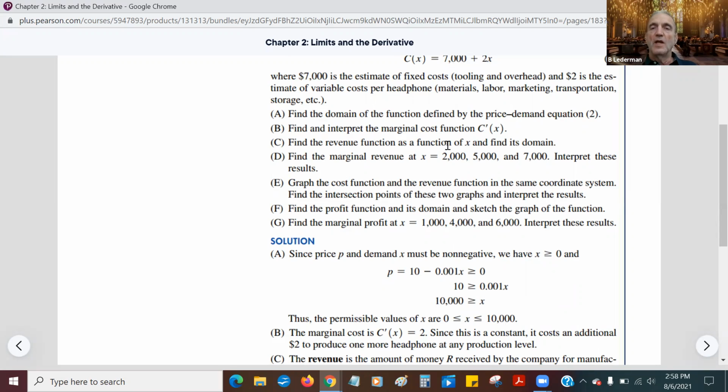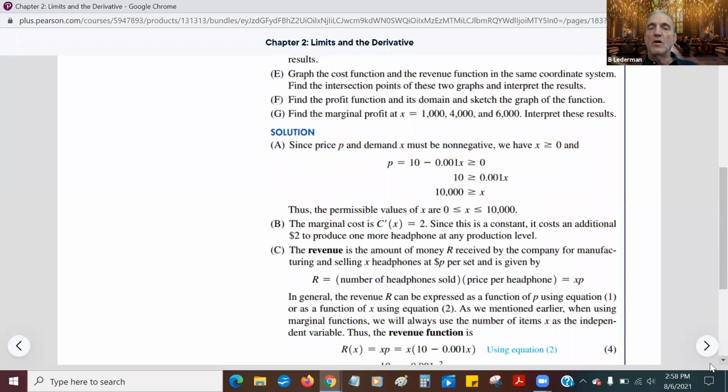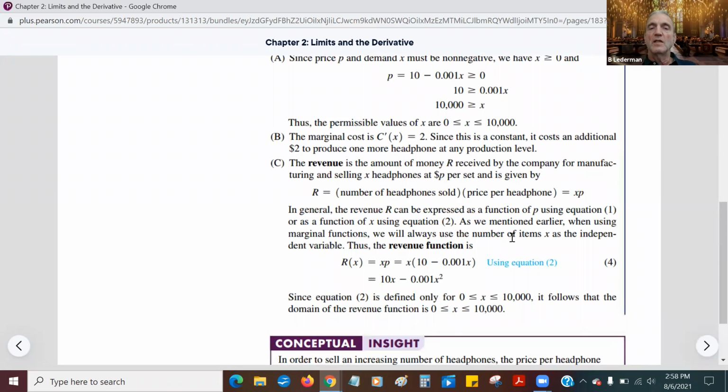Find the revenue function as a function of x and find its domain. There's a lot of parts to this problem. So the revenue is the amount of money R received by the company for manufacturing and selling x headphones at p dollars per set, and it's given by R is the number of headphones sold times the price per headphone, which is xp.